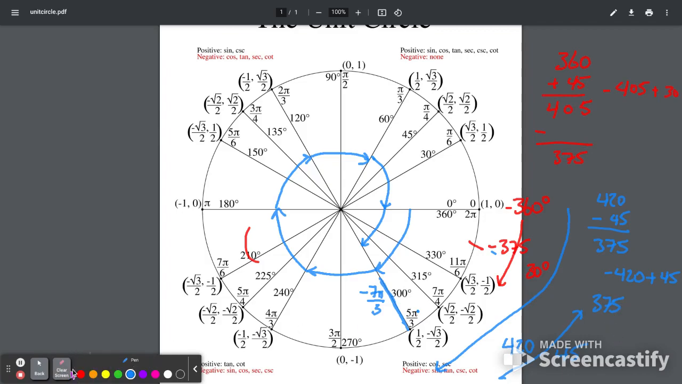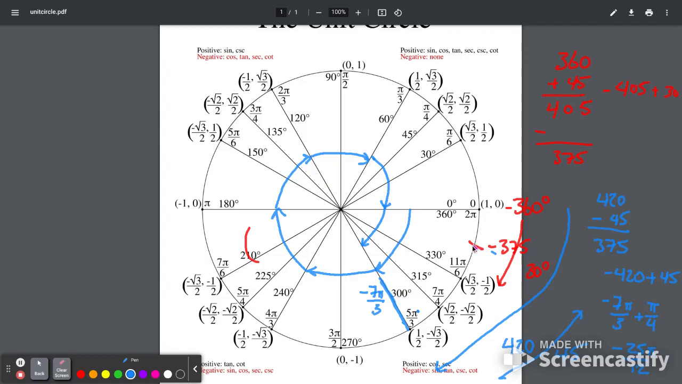So let me get the eraser, get rid of this for a second, kind of clear up my spot there. And so I'm at negative 7 pi over 3. That's my negative 420. And then I'm going to add 45 to that. Well, 45 is always the same, so that's just going to be my pi over 4. And when I add that, that'll bring me back to that negative 375. And when you put those two together, that's when we're going to get to negative 25 pi over 12.